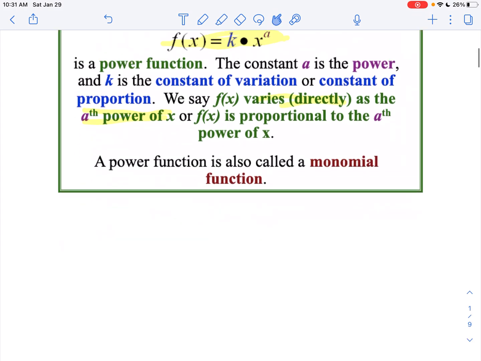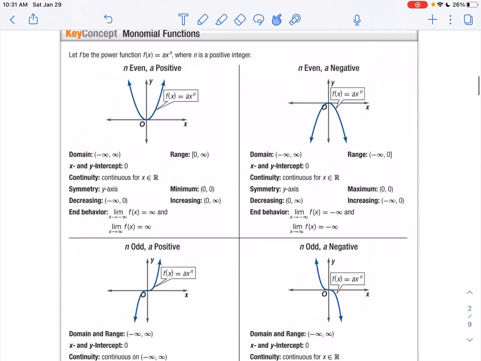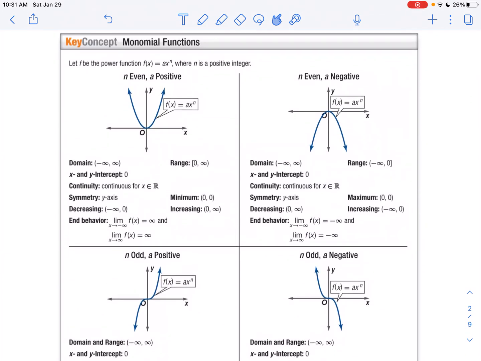Now, if we look at the properties of these, I'm going to go over these real quick, but they're on your study guide, on your seminar sheet, so you have these to refer to. When I look at a monomial function, if your exponent is even, then I get a parabola or a parabolic shape. Like if I have x to the fourth, it's not quite a parabola because it's not U-shaped, but it's very close to being U-shaped.